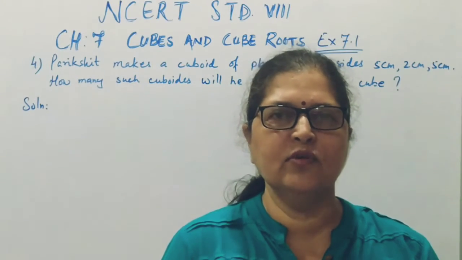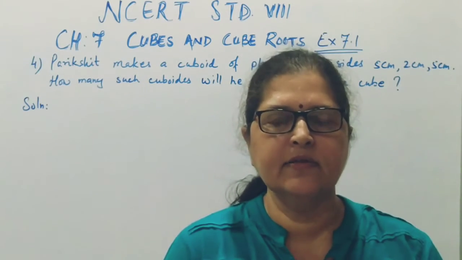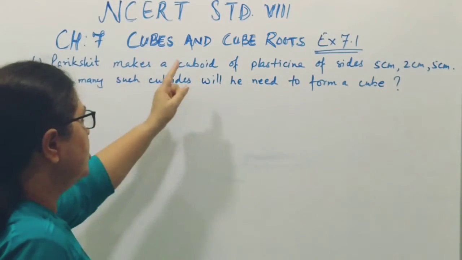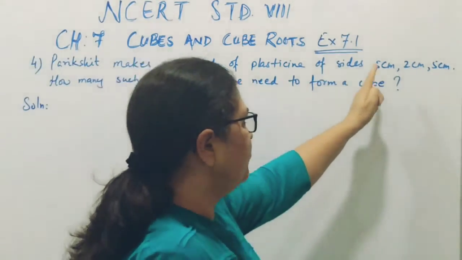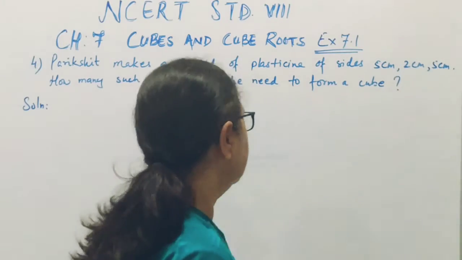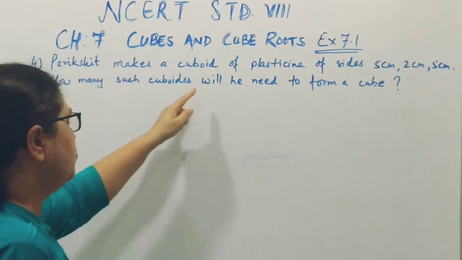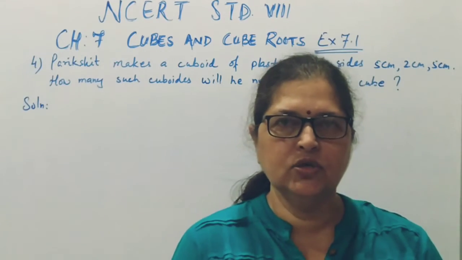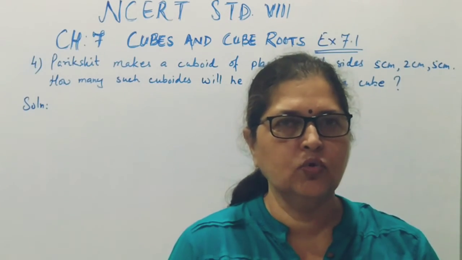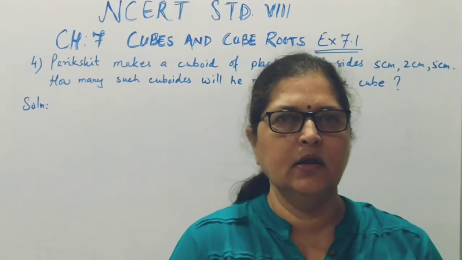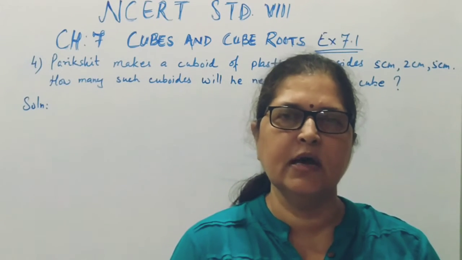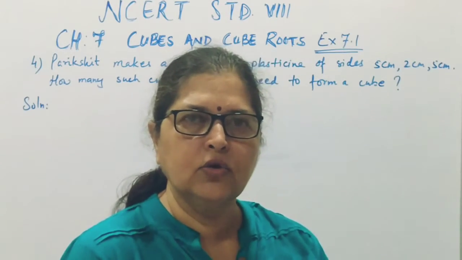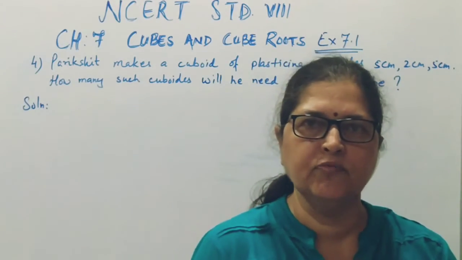Now the last question of exercise 7.1, that is question number 4. The question says, Parikshit makes a cuboid of plasticine of size 5 cm, 2 cm, 5 cm. How many such cuboids will he need to form a cube? Here the dimensions of the cuboid are given to us. We have to find the number of such cuboids which are needed to form a cube. Therefore, we need to find the size, that is the volume of the cuboid.